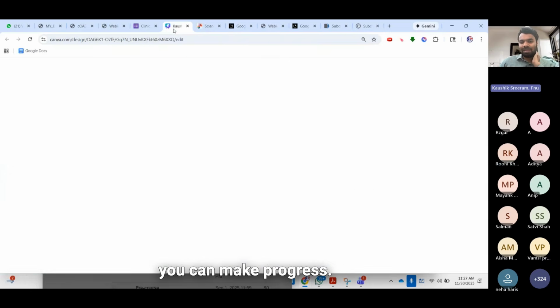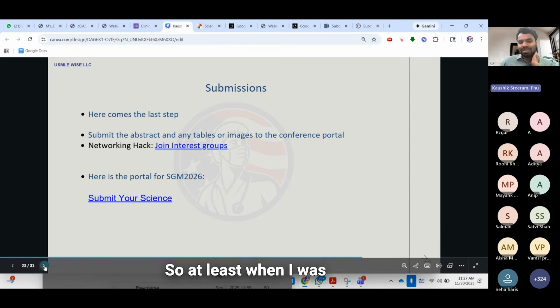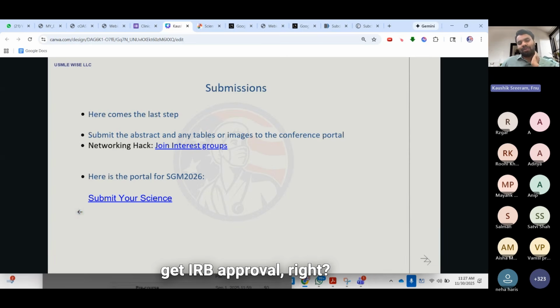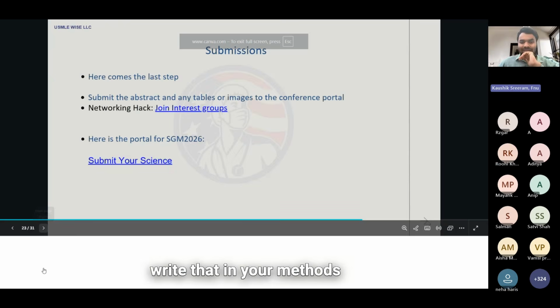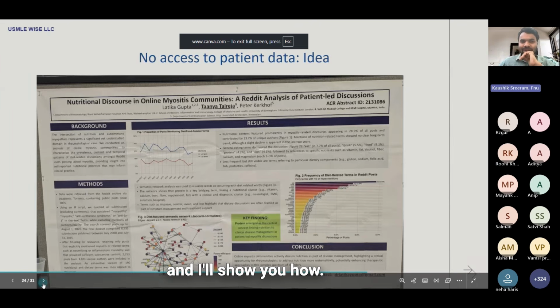So once they have given you this information, you can use this AI or use the research idea, and then you can make progress. So at least when I was there in India, it used to take me 1 day to get IRB approval, right? Have an idea, get IRB approval ASAP, and then move on, right? So if you start with your IRB approval, you can write that in your methods, and I'll show you how.